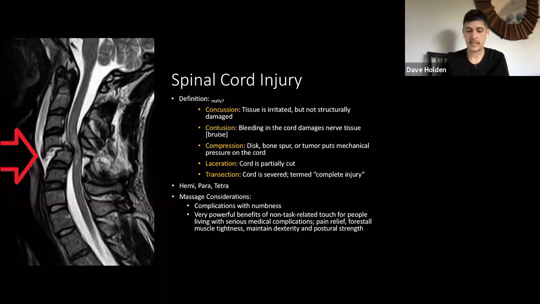Now, a laceration, again, is going to be defined as a partial cut, whereas a transection is a complete injury. A transection, the cord was severed completely. With a transection, necessarily, you will lose all function below the site of the injury. Everything above the injury will still work properly, but below the site of injury, all of those functions will become impaired. Again, these can be extremely complicated based on the exact nature of a particular person's injury.